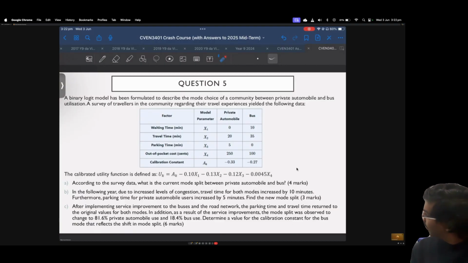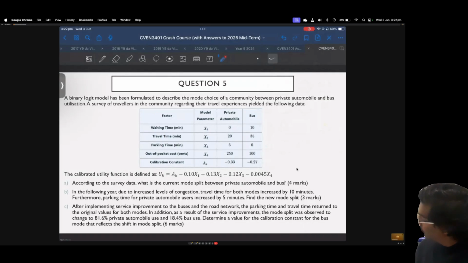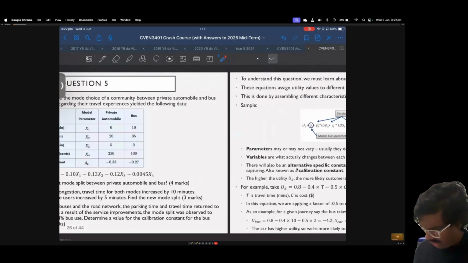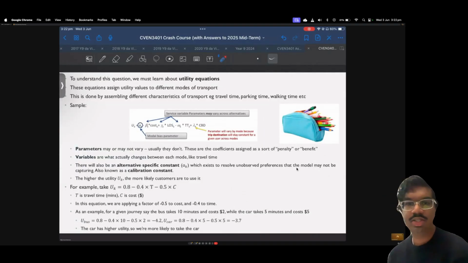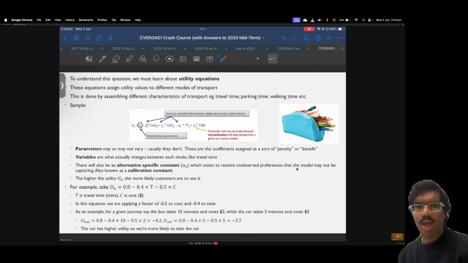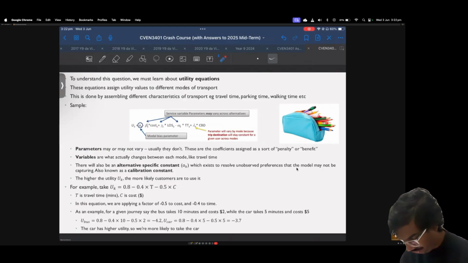Okay, so I'll talk you through the theory behind this. It's quite doable. I think you can hopefully understand this today. To understand this question, we must learn about utility equations. These equations assign utility values to different modes of transport. This is done by assembling different characteristics of transport, for example, travel time, parking time, walking time, and so on.